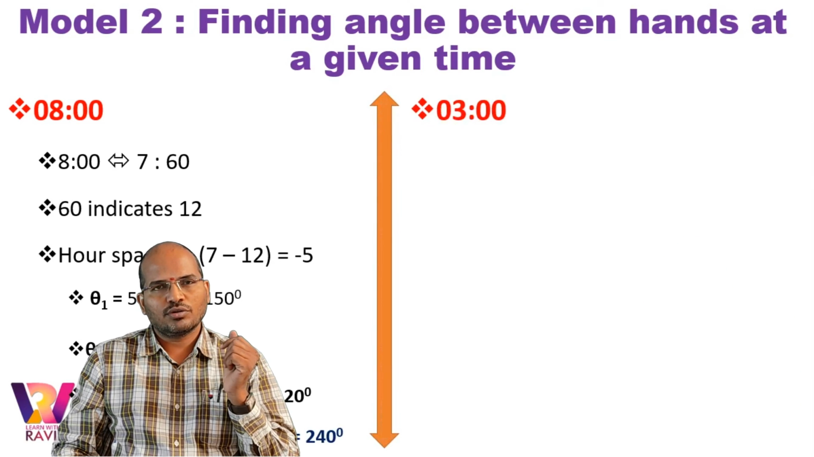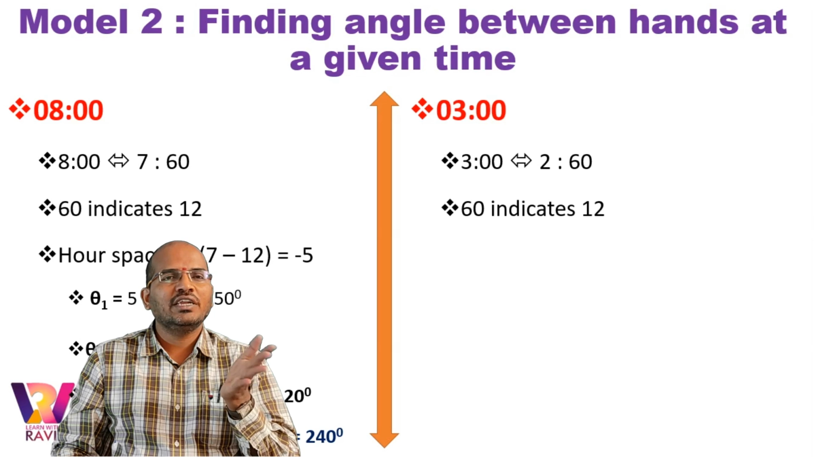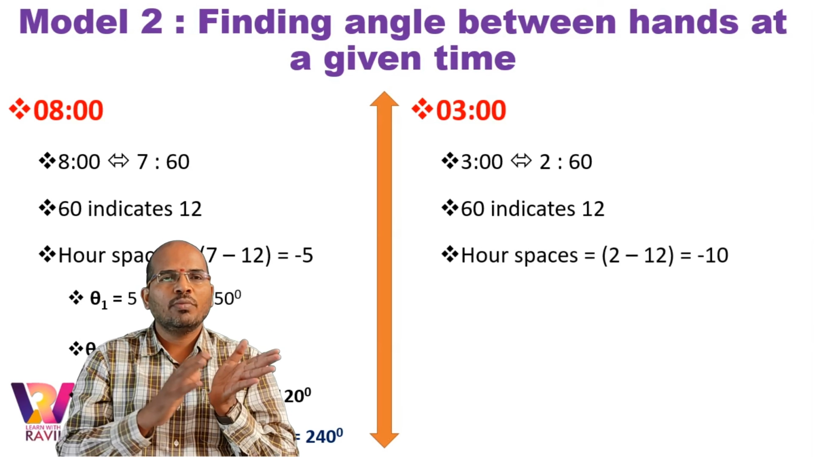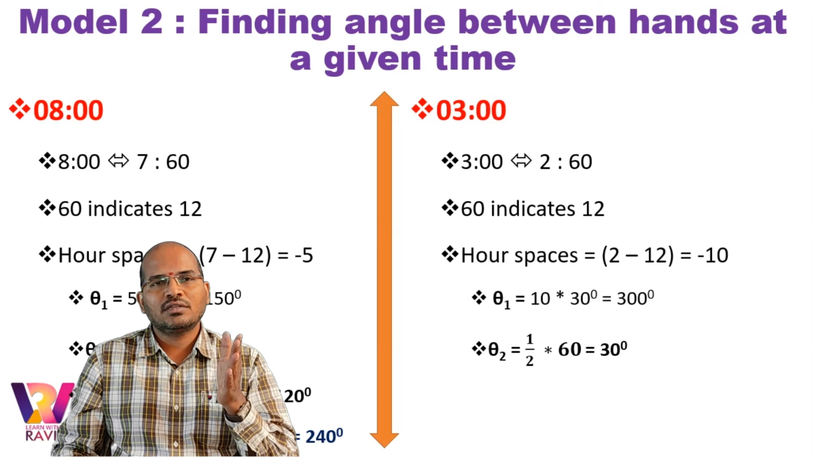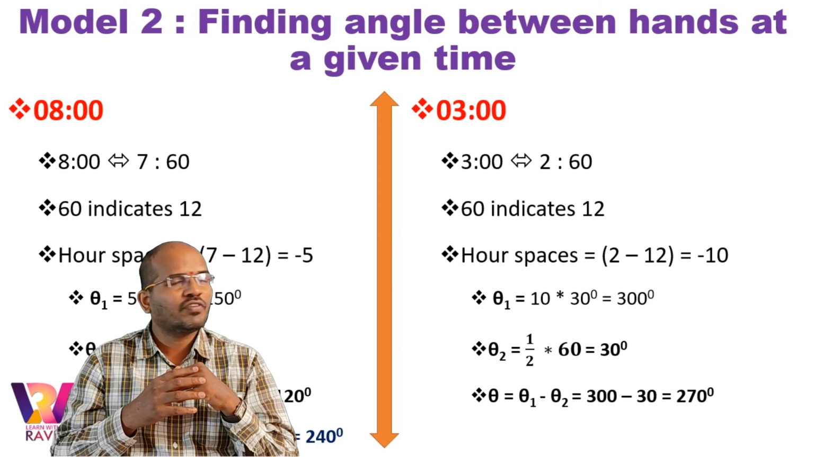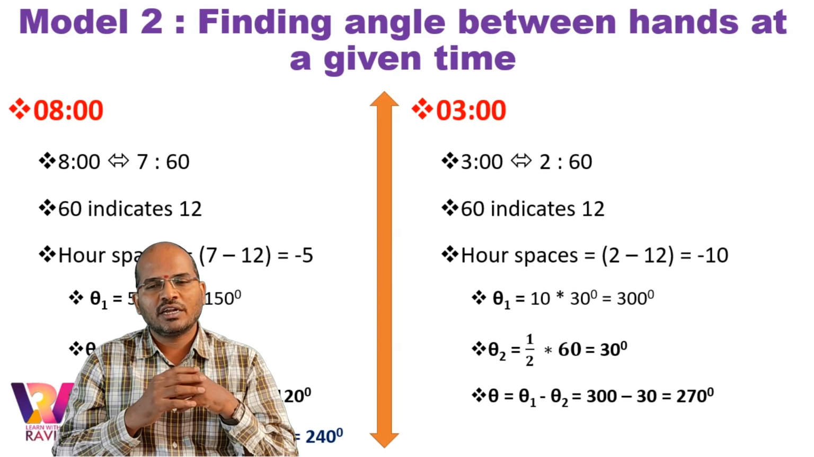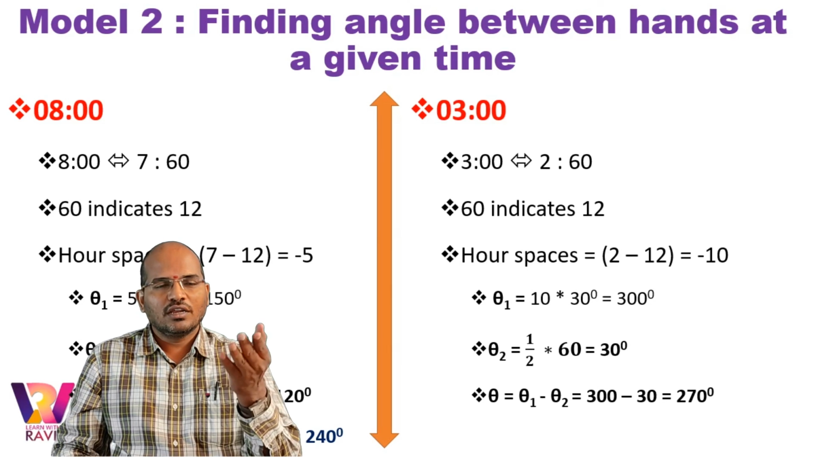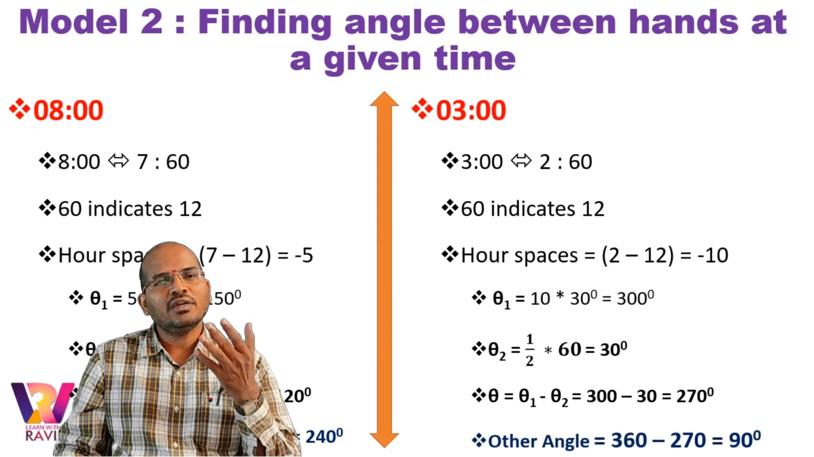If the time is 3 o'clock, 3 can be written as 2:60. So again the same story. 60 indicates 12. Now 2 minus 12 is negative 10. And theta 1 is 300, theta 2 is 30. So because the difference is negative, we get 300 minus 30, that is 270 degrees. So if it is 270, what is the other angle? The other angle would be 90.